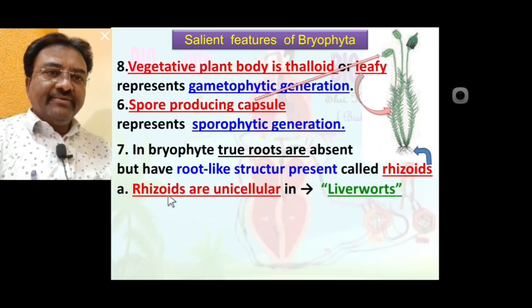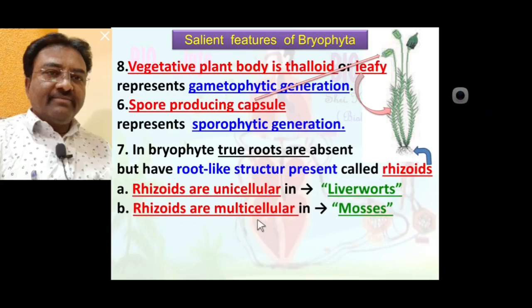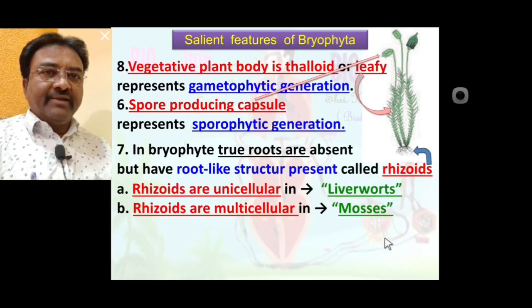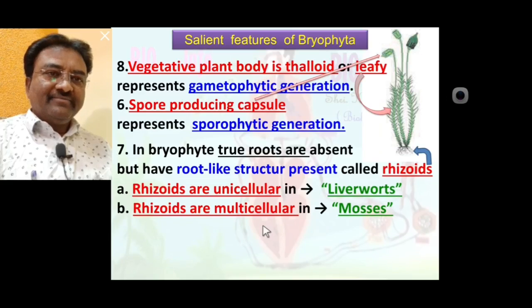Rhizoids are unicellular in the liverwort group of Bryophyta, while rhizoids are multicellular in the moss group of Bryophyta. You know, Bryophyta actually consists of two groups, liverworts and mosses. In liverwort group plants, rhizoids are unicellular structures, while in the moss group of Bryophyta, rhizoids are multicellular structures.